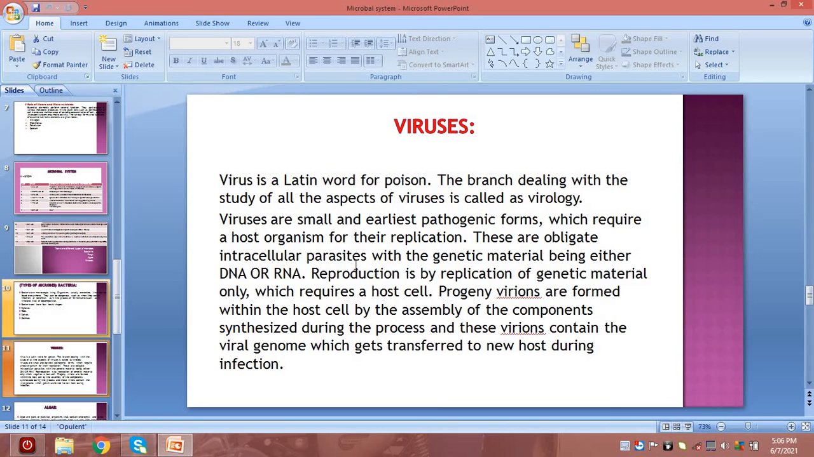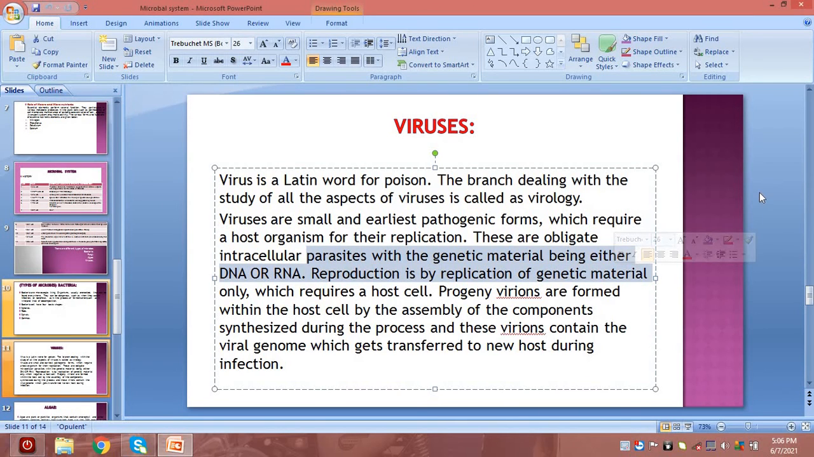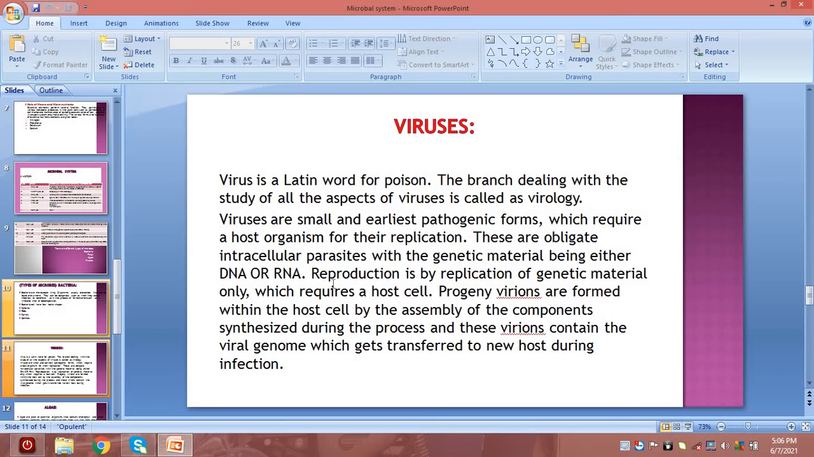So after entering into the host only, the virus will get the energy and have the protein synthesized inside the host. Outside the host, they will not have the ability to cause the disease. After entering into the host, they will cause the disease because they cannot synthesize their own proteins outside the host, and they are dependent on the host for synthesizing proteins, and then only they will cause the disease.